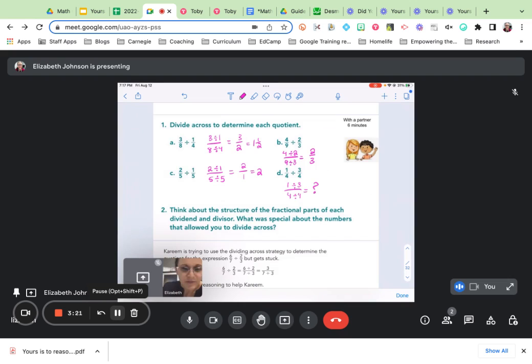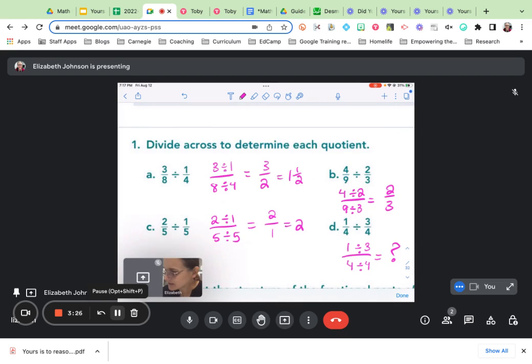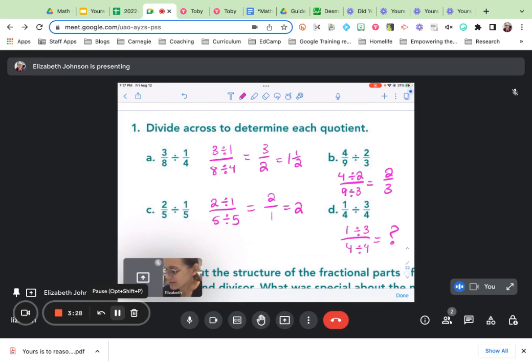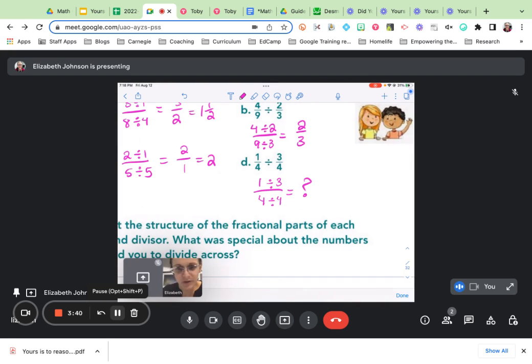Well, if you're hitting play, you're ready to talk about this. And looking at these, A was pretty easy. 3 divided by 1 was 3, and 8 divided by 4 was 2. That's 3/2 or 1 1/2. B was pretty easy. C was pretty easy. But what about D? In our numerator, we had 1 divided by 3. In our denominator, we had 4 divided by 4. But what are we supposed to do with that? Well, we could just write it like this, 1/3 in our numerator and 1 in our denominator. That's right. It's just kind of strange.